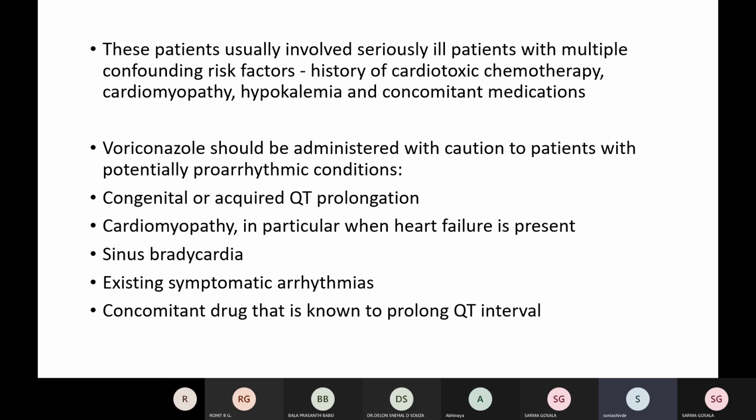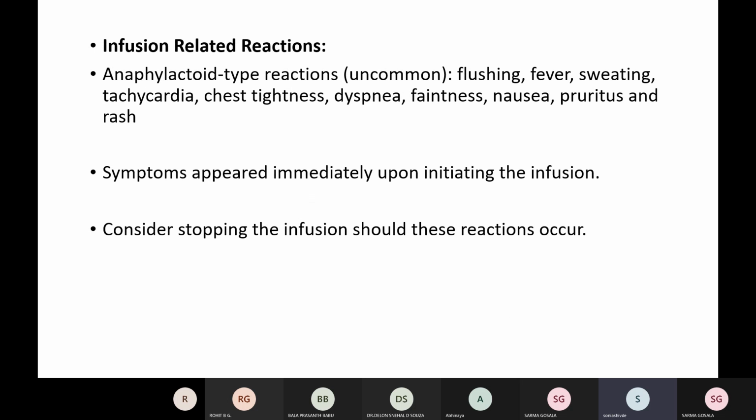It's better to take a baseline ECG and to take a history from the patient whether he had suffered any of such events. Infusion-related reactions. Anaphylactoid type of reactions, though they are uncommon, have been observed. Flushing, fever, sweating, tachycardia, chest tightness, dyspnea, faintness, nausea, pruritus, and rash. Symptoms appear immediately upon initiation of infusion. So consider stopping the infusion should these reactions occur.